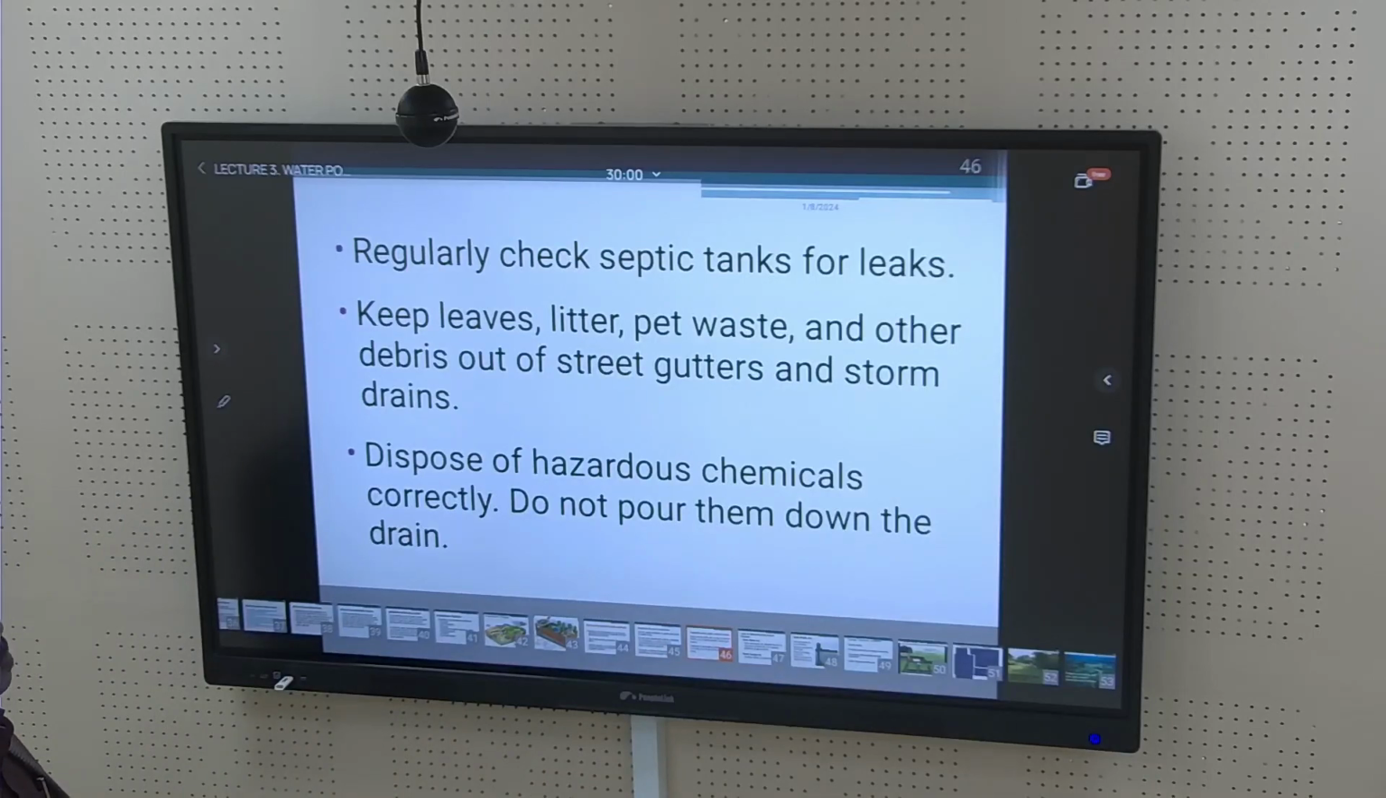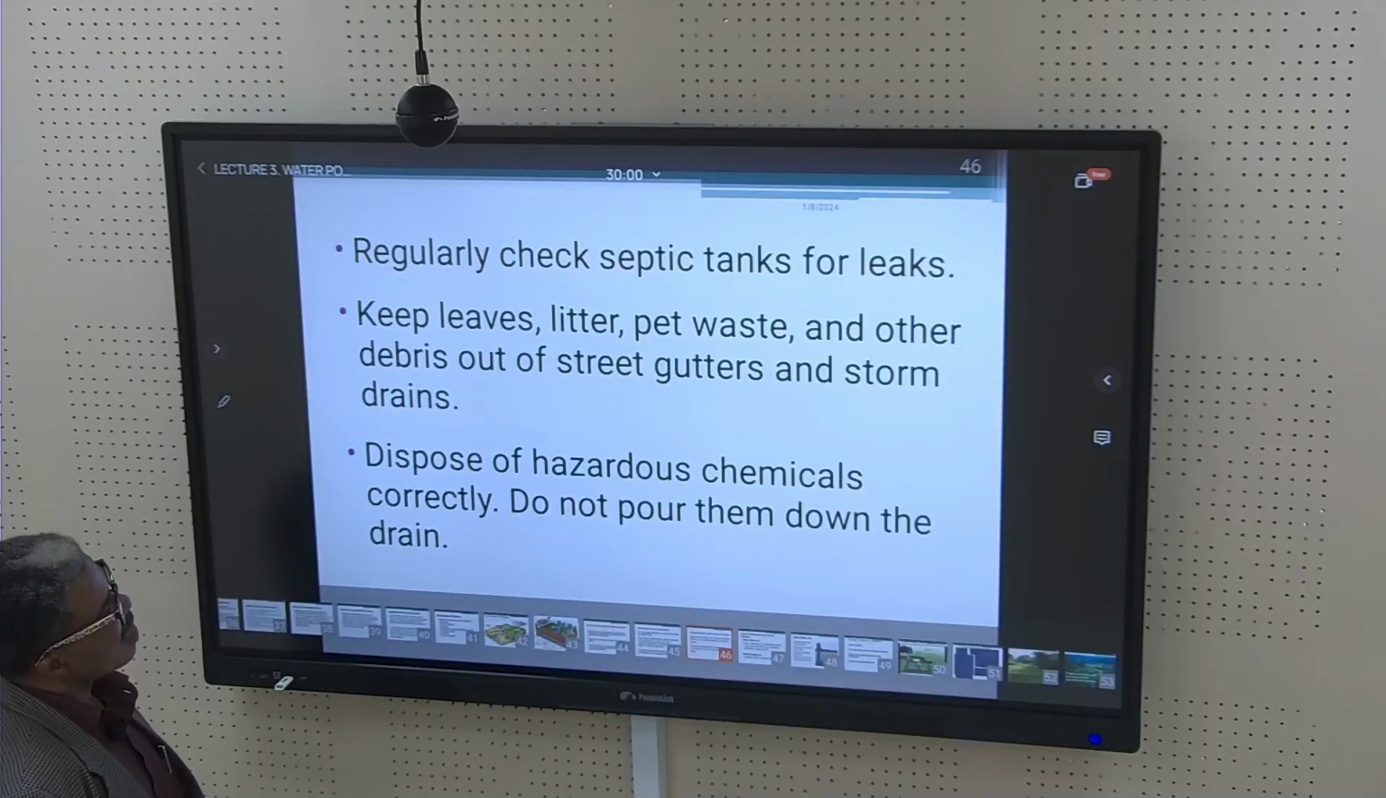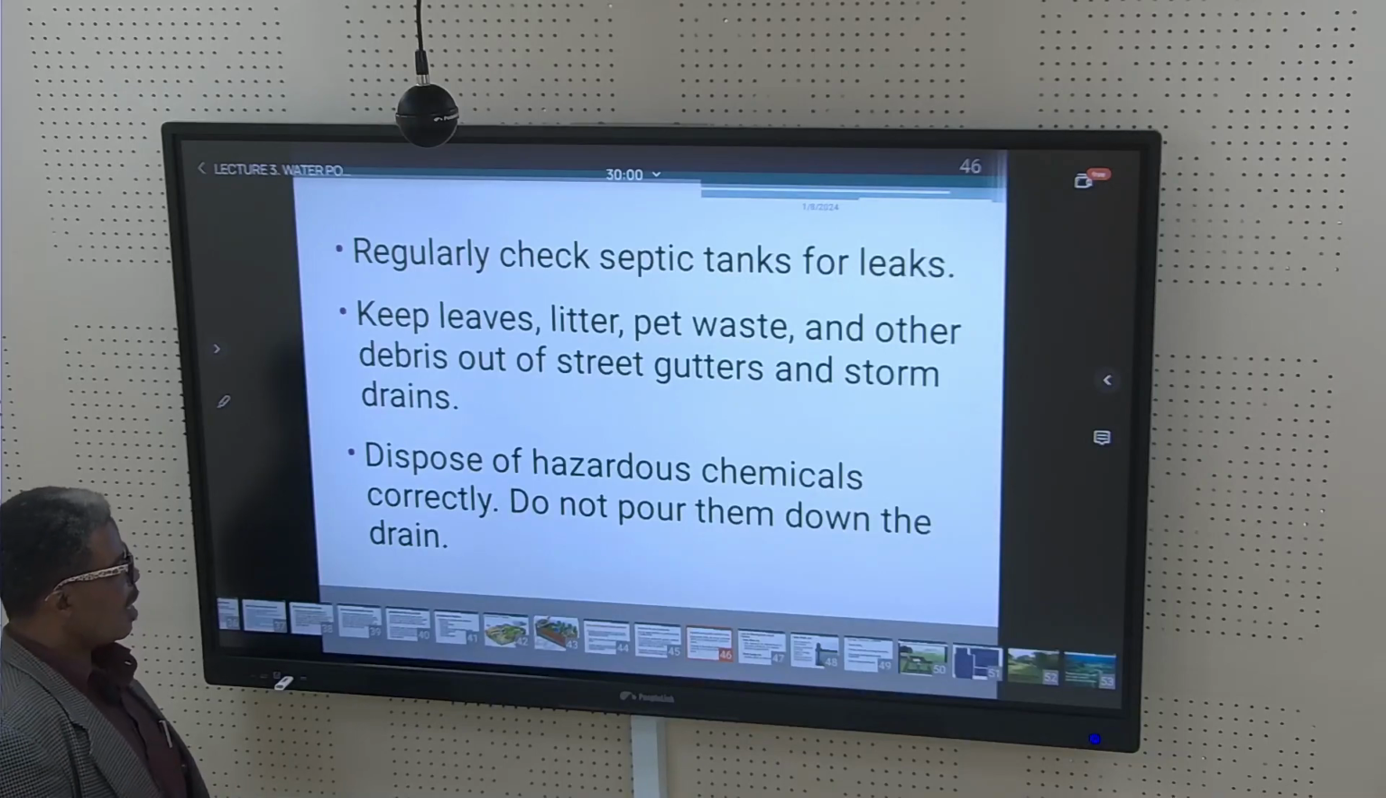Regularly check septic tanks for leaks. Check the septic tanks for sewage, to make sure they do not leak. Keep leaves, litter, pet waste, and other debris out of streets, gutters, and storm drains. Dispose of hazardous chemicals correctly. Do not pour them down the drain or drainage system.